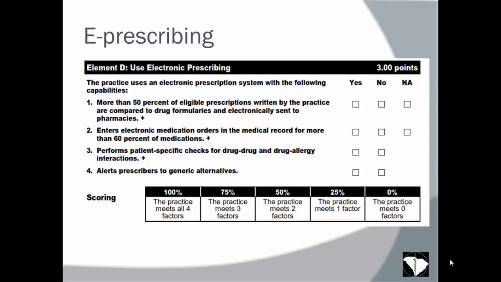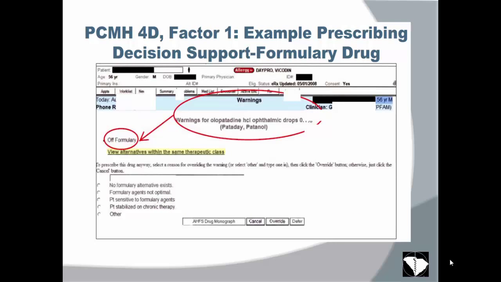Now we're at element 4D, and this is e-prescribing. Most of this is, or not most, but some of this is meaningful use. So numbers 1 and 2 here about prescriptions that are electronically sent to pharmacies and compared to drug formularies, and then electronic medication orders in the record. Those are meaningful use that we'll use meaningful use reports for most likely. And then factors 3 and 4 are screenshots that we'll take, and I'll show you some examples of that in just a second.